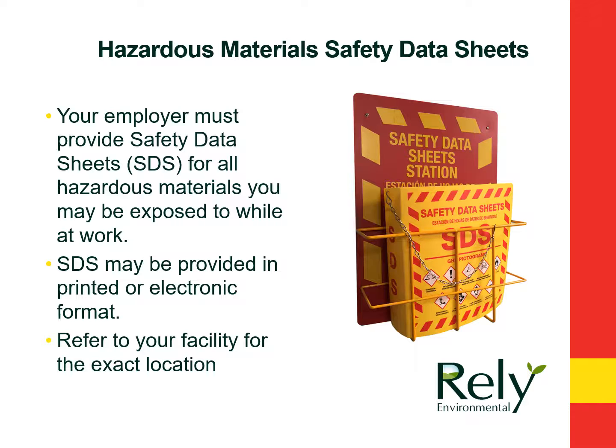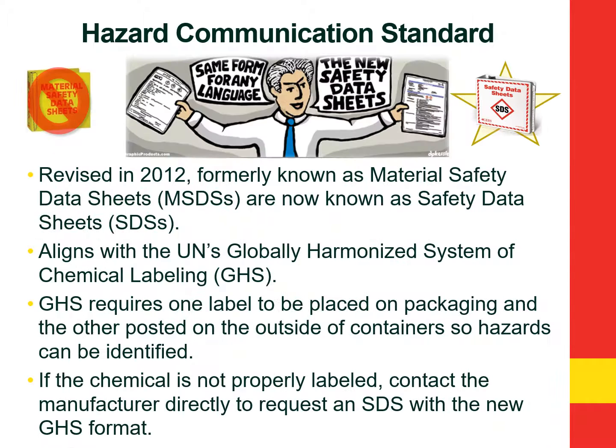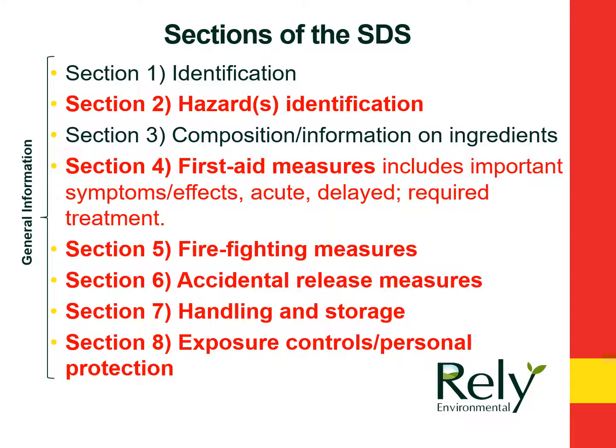Check with your facility for the exact safety data sheet's location. The updated Hazard Communication Standard, revised in 2012, changed Material Safety Data Sheets, which are now known as Safety Data Sheets. The standard aligns with the UN's Global Harmonized System of Chemical Labeling, or GHS. The GHS requires one label to be placed on packaging and the other posted on the outside of containers so hazards can be identified. If the chemical is not properly labeled, contact the manufacturer directly to request an SDS with the new GHS format. Safety data sheets have been standardized to include the following information in the following order.